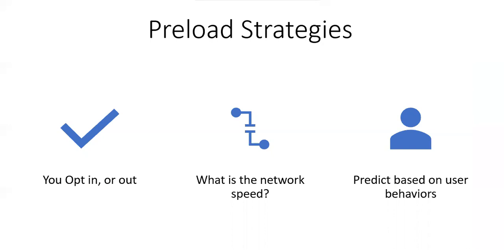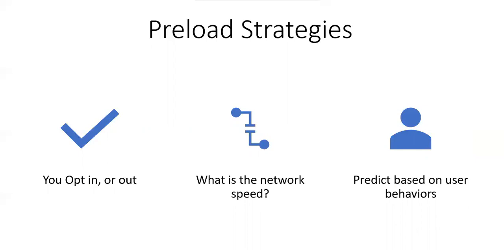So we will have a Boolean value, and it will check that value. If it is true, it will load that module. Otherwise, it won't load until it has been visited by the application. The second one is based on the network speed: it will decide whether that particular module needs to be loaded or not.